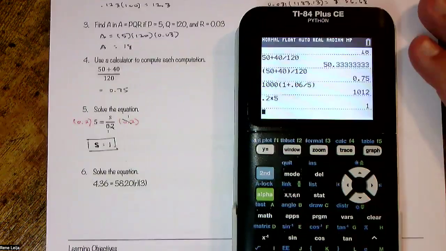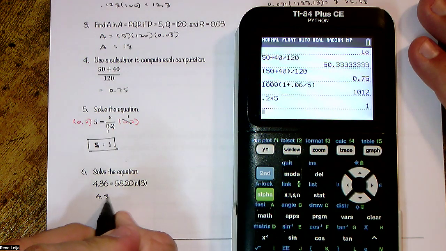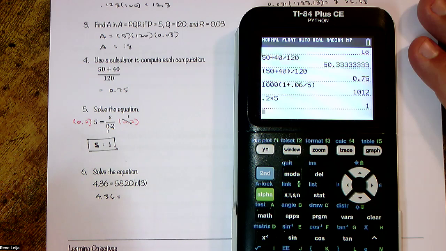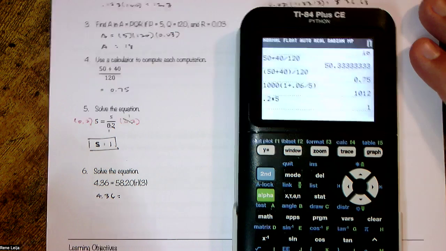Okay, number 6, the way that we're going to begin this is we're going to clean up the right side. So I have 58.20 times R times 3. So that's all being multiplied.